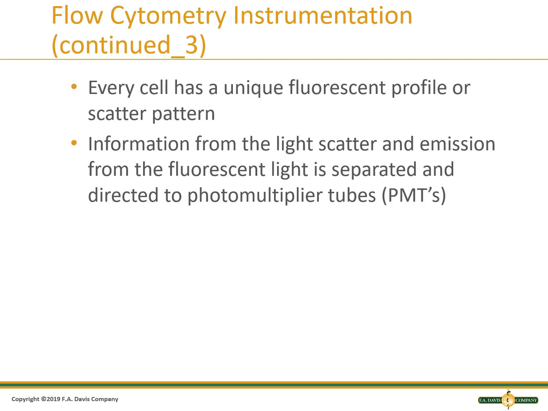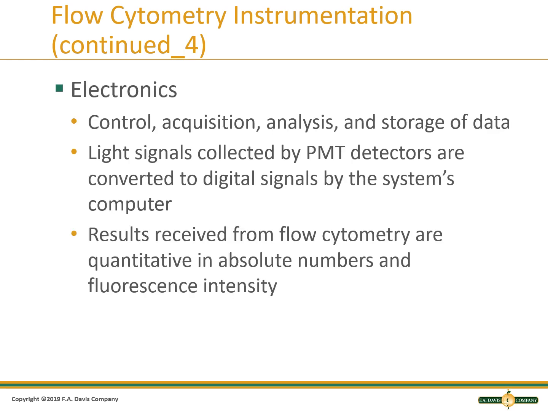Every cell has a unique fluorescent profile or scatter pattern. The information from the light scatter and emission from the fluorescent light is separated and directed to photomultiplier tubes, or PMTs. We also have the electronics, which is tied to the control, acquisition, analysis, and storage of this data. The light signals are collected by the PMT detectors, and those are converted to digital signals by the system's computer.